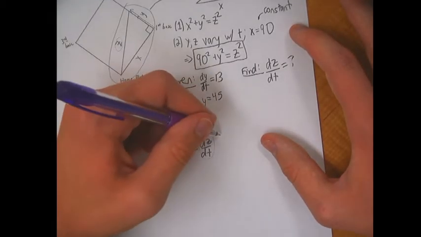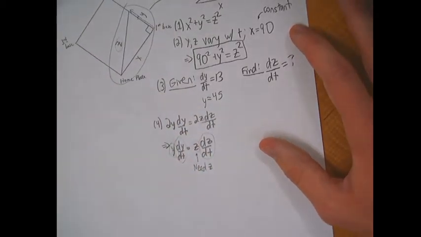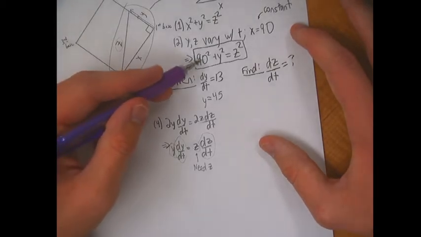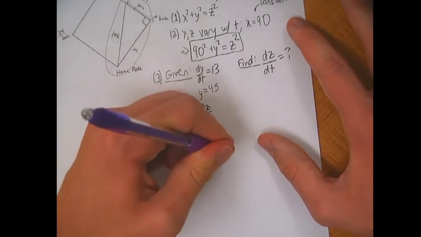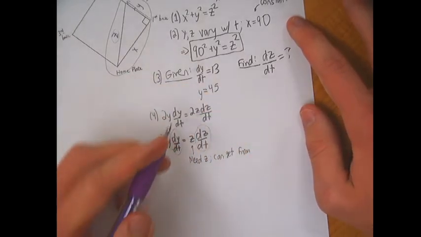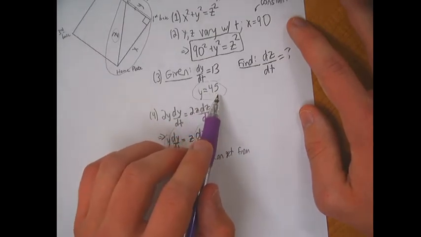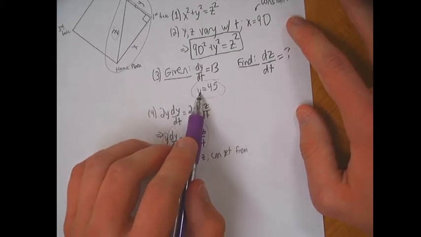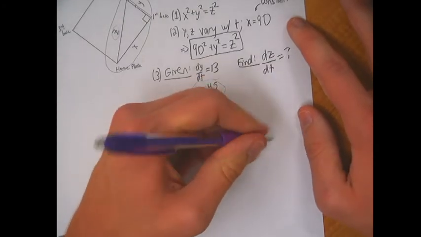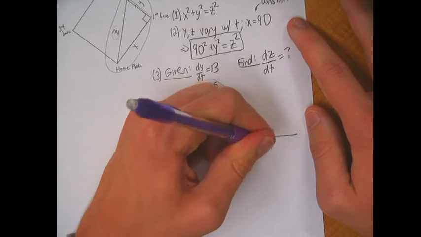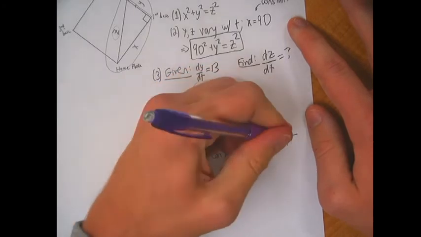So it looks like we're going to need to figure out z, so we need to plug this back into our equation here again to figure out what that value of z is. So in this case, if we're focusing on the particular value at y equals 45, like we had in the last problem, let's plug that into our equation to get z equals the square root of 90 squared plus 45 squared.